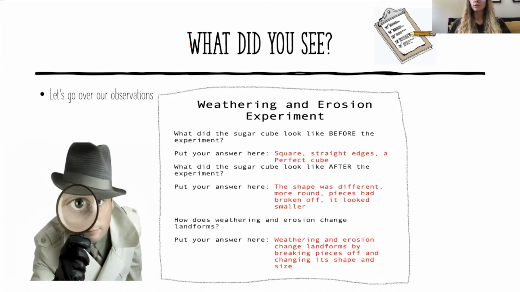From this experiment, we saw that a landform can start looking a certain way, and then after weathering and erosion occurs, the shape can be different, the size can be different, pieces can break off. So that's what we learned during this experiment. Weathering and erosion change landforms by breaking pieces off and changing its shape and size.